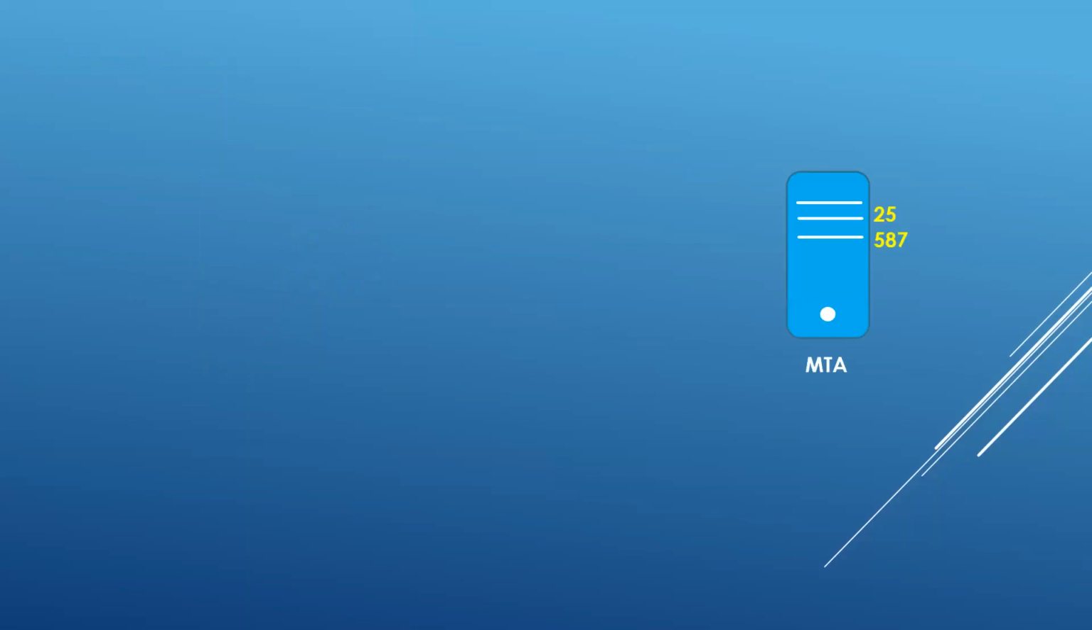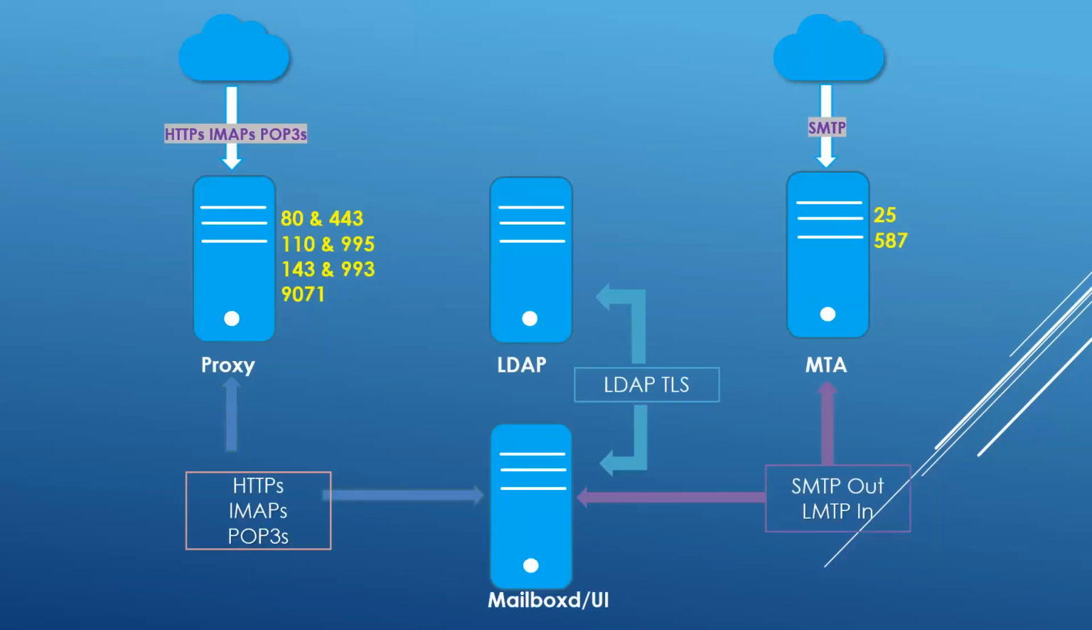On MTA, we have to open 25 and 587. 25 is to receive incoming emails and 587 is to submit a message over TLS. And this is the complete architecture along with the external ports on respective servers. On proxy, we have to open 80 and 443, 110, 995, 143, 993, and 9071. On MTA, we have to open 25 and 587.